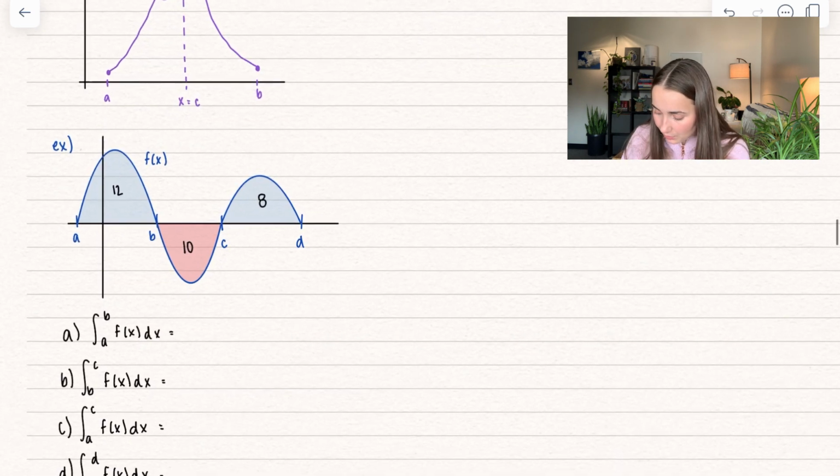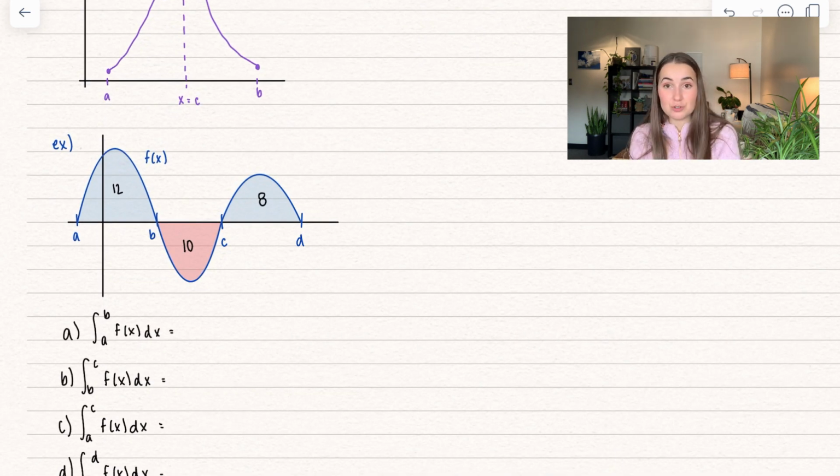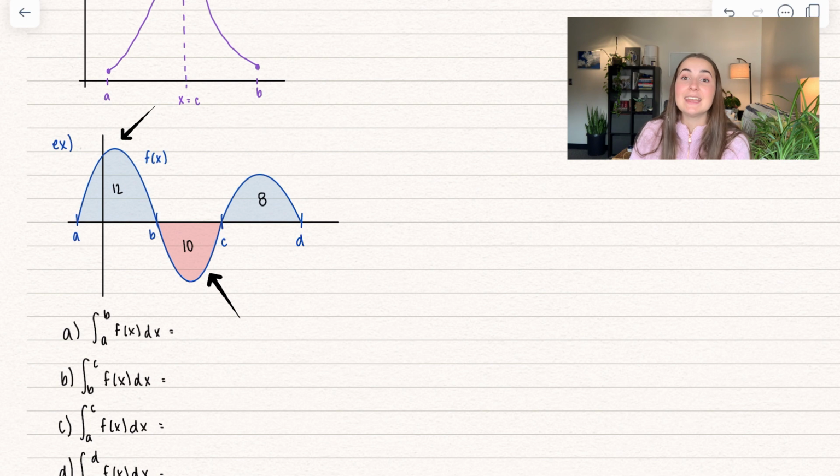So let's go ahead and go through an example here. We have a function which I drew out, and I also gave its areas. So here we have this first area is 12. The second one is 10, but think about it. It is underneath the x-axis. We'll come back to that. And then our other little one is 8.